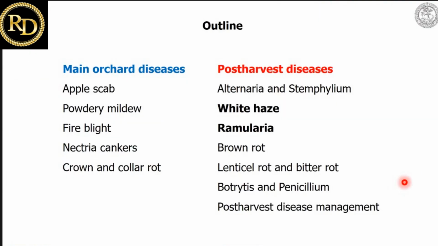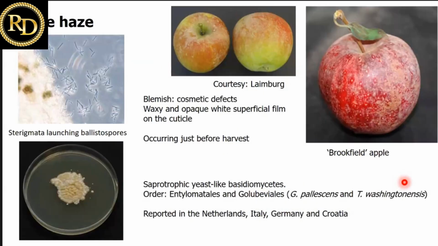Okay, so now I move to a second group, in particular the agents of white haze. White haze is caused by some basidiomycetes fungi. In this case, these fungi are producing ballistospores, which are released by sterigmata. It's a group of fungi which are very similar to yeast. So they are called yeast-like basidiomycetes.